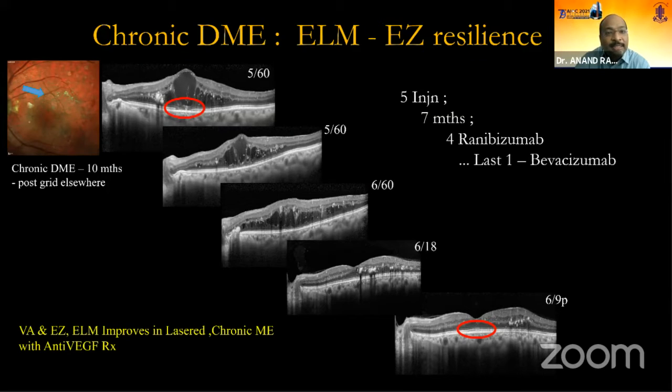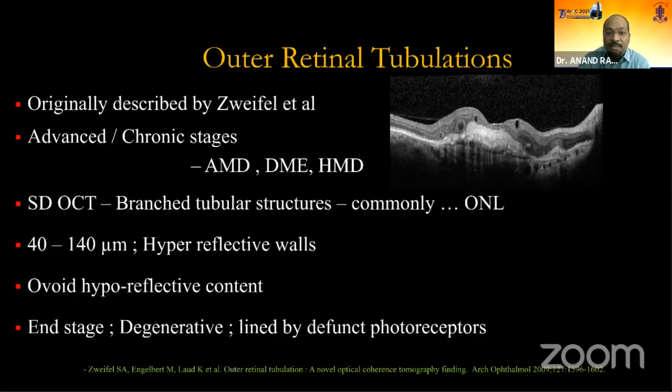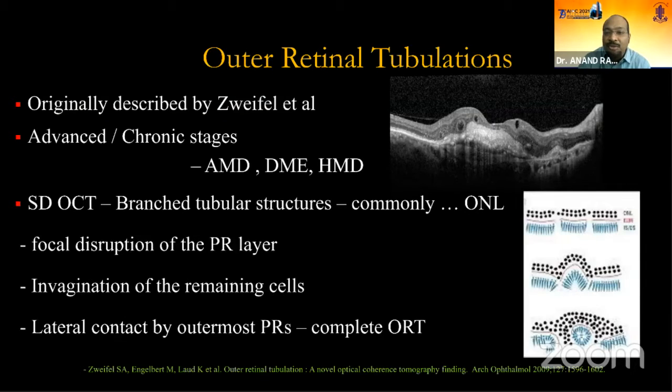Outer retinal tubulations, I think Unni has already touched upon this. It's degenerative cystic photoreceptors. And this is the pathology: focal disruption of the PR layer, invagination of remaining cells, and lateral contact, and this feeds the ORT. Just a small example of a chronic case with an ORT there. With treatment, the CNV reduced, but the ORT actually increased and coalesced to form a giant ORT. You can also see this in geographic atrophy cases.